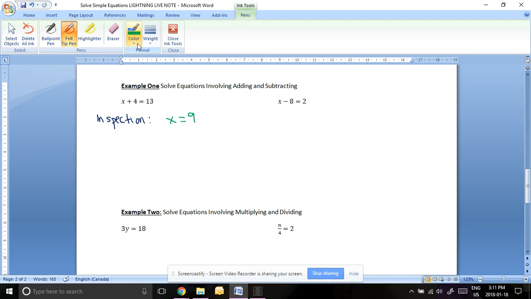The other method, which is much more useful if you have bigger numbers or it's just not as simple, is called isolating the variable.